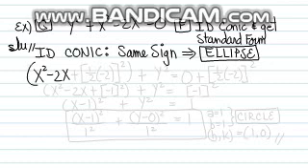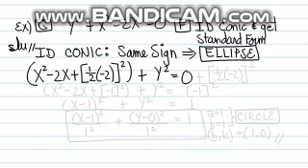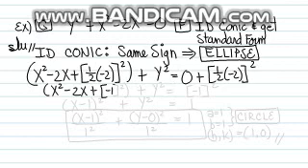So let's put this in parentheses and add bracket 1/2 the coefficient -2, bracket squared, close the parenthesis, plus the y squared equals the 0 on this side plus the bracket 1/2 times -2 bracket squared. So that gives us x squared minus 2x plus -1 squared plus y squared equals -1 squared.